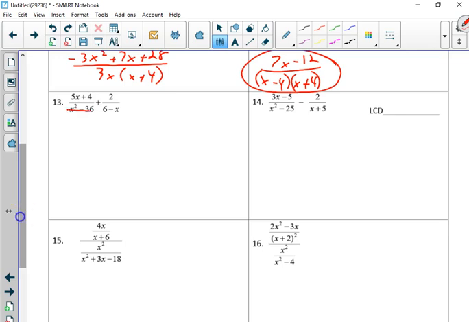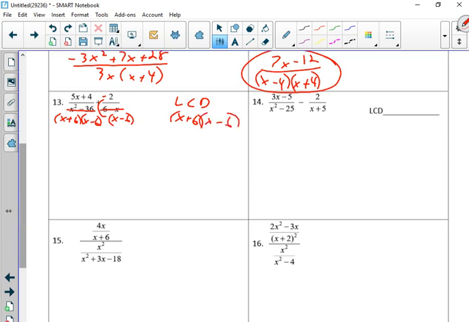So, this right here factors to x plus 6, x minus 6. LCD. Well, here's the problem. 6 minus x is not the same as x minus 6. So remember, we can rewrite this as x minus 6. We just need to take out a negative, which we're going to put up here with the negative 2. Now my LCD is x plus 6, x minus 6.